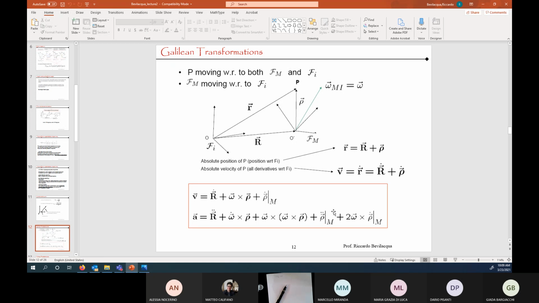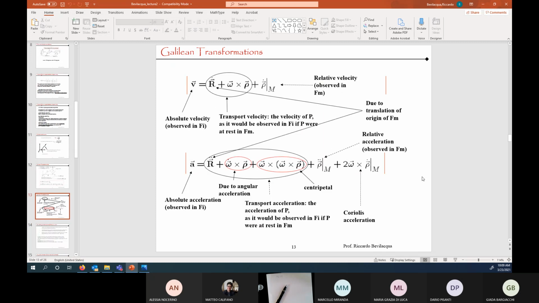The relative acceleration, in other words, is the one that the observer attached to Fm is measuring for P. And then you have this cross product of the relative velocity, rho dot, of the point mass P seen by M, I'm sorry, with 2 omega, which is what we call the Coriolis acceleration. So no surprises there. This is just breaking down those terms as I commented before. You're more than welcome to go through those by yourselves.